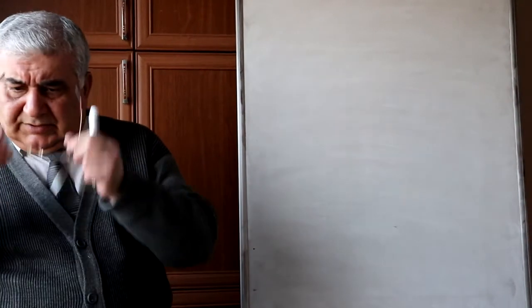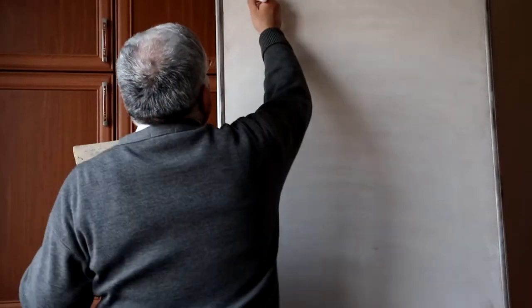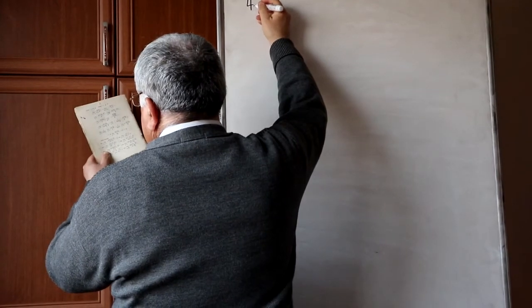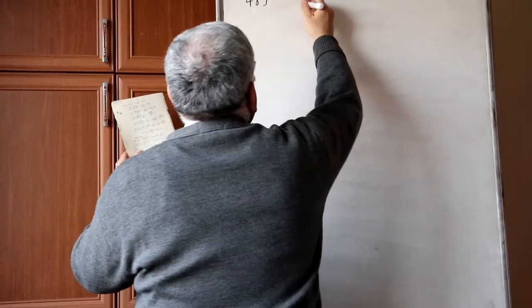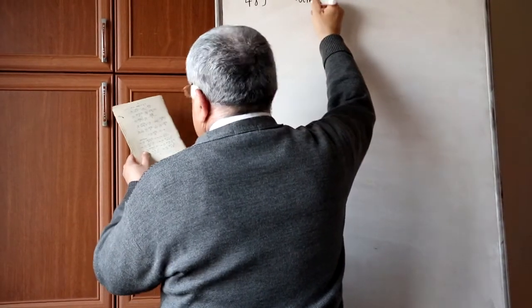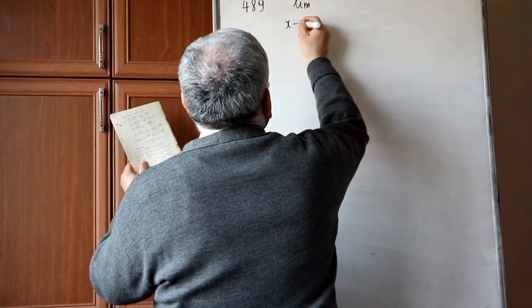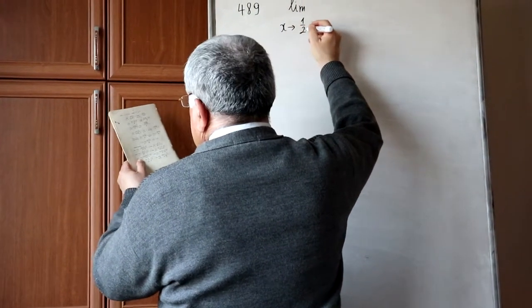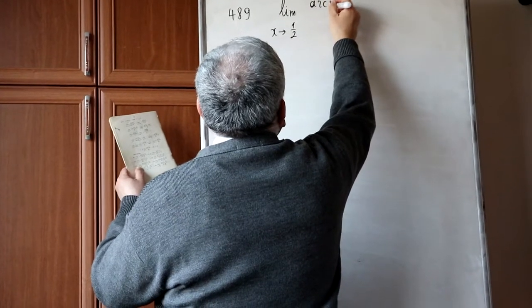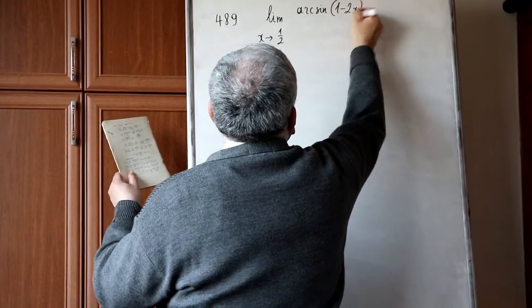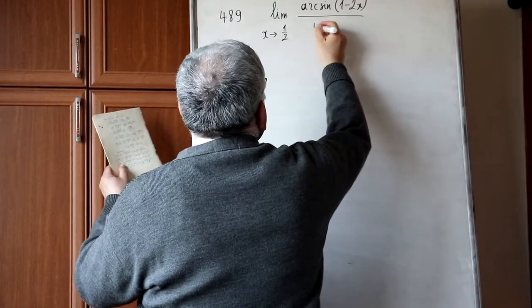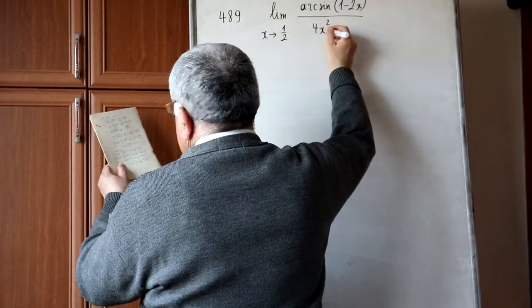Further, consider the next example number 489. Limit when x tends to 1 second, arc sine of 1 minus 2x divided by 4x squared minus 1.